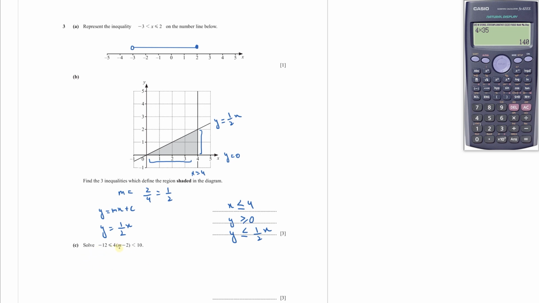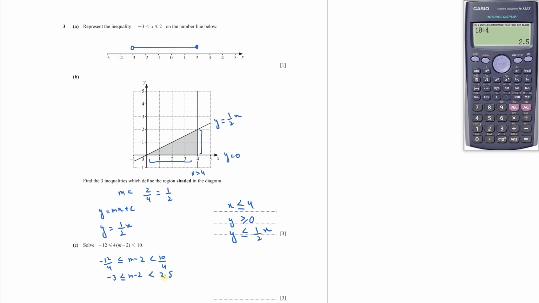The next part is to solve this inequality. Since we need to find the range of values of m, I will divide by 4 on both sides. So this will become minus 12 over 4 less than or equal to m minus 2, and the 4 will cancel out with the 4 in the denominator, and then I'll have 10 over 4 here as well. So this will be minus 3, m minus 2. 10 divided by 4 is 2.5.